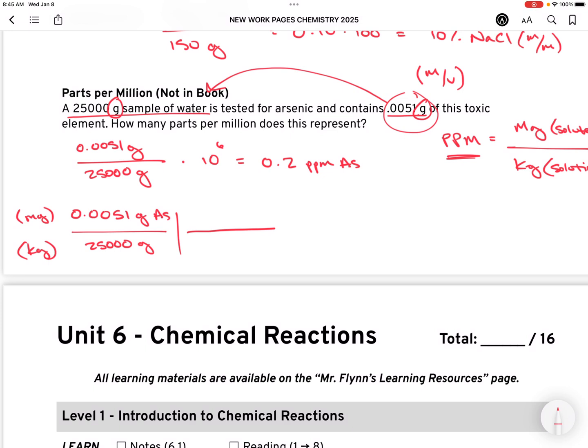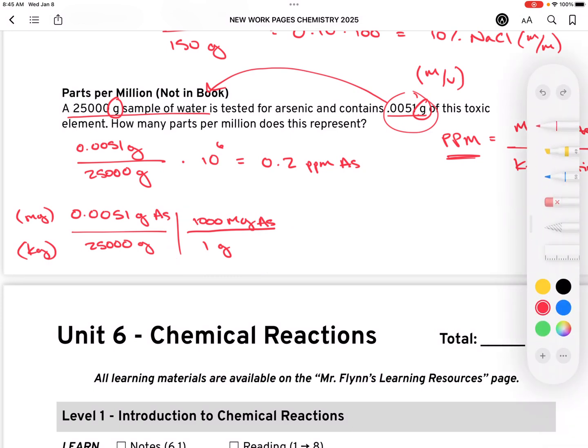So 1 gram of arsenic is equal to 1,000 milligrams of arsenic. We're just doing a true statement, okay? 1 gram is equal to 1,000 milligrams. Let me erase that. So now my grams of arsenic cancel, and I now have the unit milligrams. And then now we're going to work with the bottom one. So 1,000 grams is equal to 1 kilogram. And now I've got my kilogram unit set up, and those cancel across.